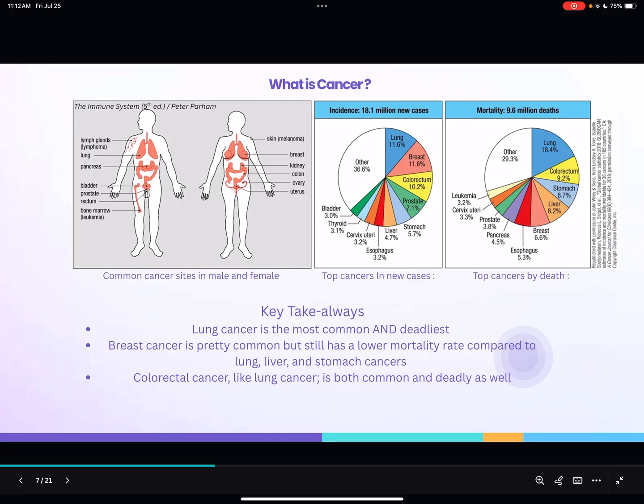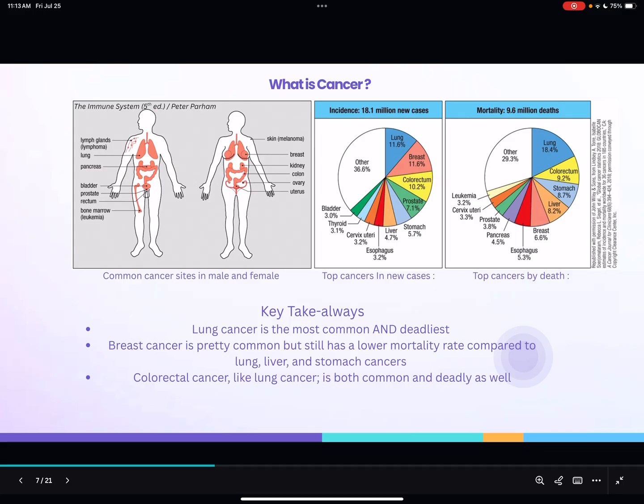Alright, so on the left top image, these are going to be the common cancer sites in male and female. We see the lymph glands, the lungs, pancreas, bladder, prostate, rectum, bone marrow. And then on the female, the most common places are skin, breasts, kidney, colon, ovaries, and uterus.